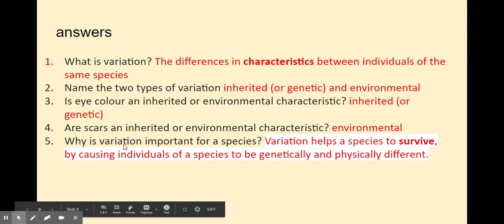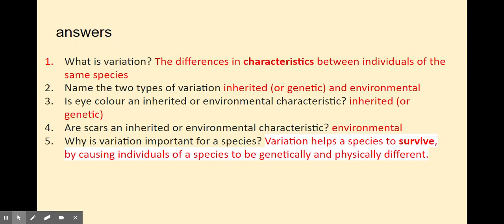Okay, so what is variation? They're the differences in characteristics between individuals of the same species. Okay, that's the definition. The two types of variation are inherited or environmental. Eye colour is an inherited or genetic variation. And scars are environmental. You don't get scars from your parents.